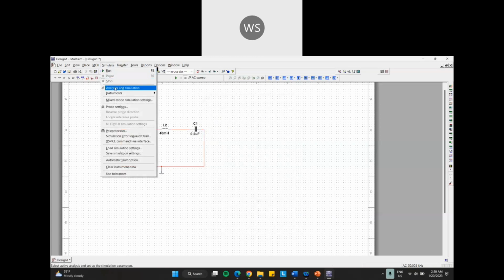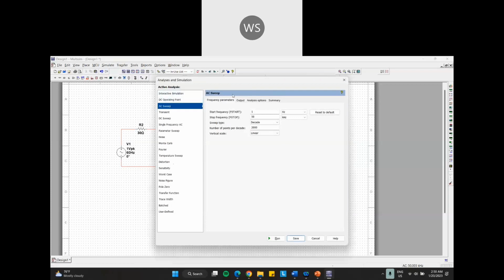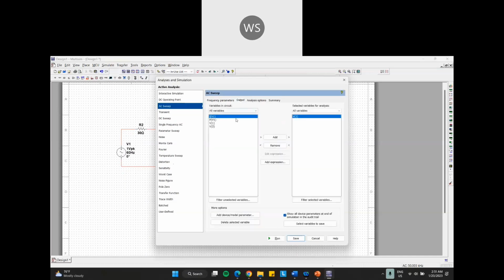We need to run the series RLC circuit, so we need to set up the AC sweep. First, start frequency we set to 1 Hz, and stop frequency we set to 50 kilohertz. Sweep type, we choose decade, and number of points per decade, we set 2000. Vertical scale, we choose linear. For the output, we choose V3. Then we run our simple series RLC circuit.